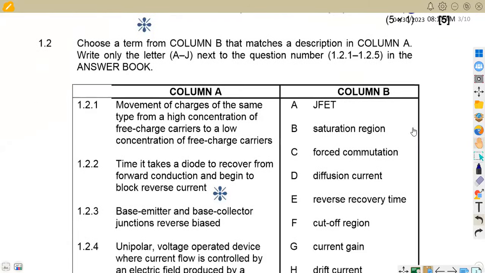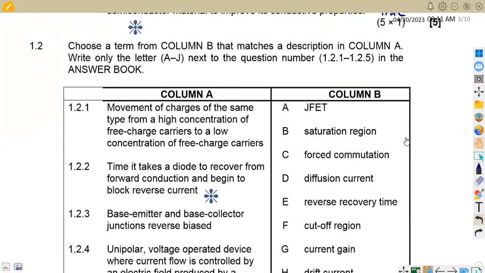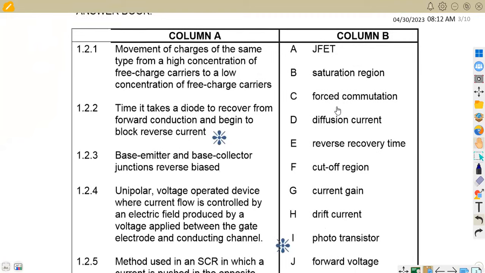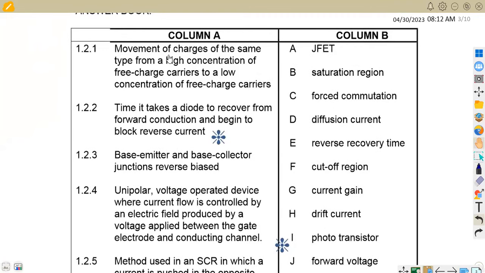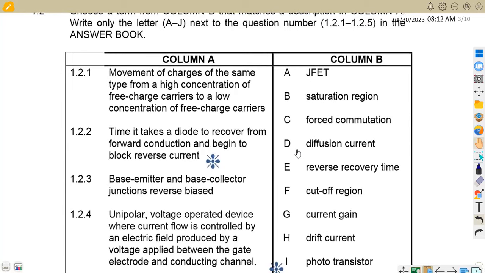All right, so this is what we have on 1.2. Choose a term from column B that matches a description in column A, writing only the letter A to J next to the question number. So we are given column A, 1.2.1: movement of charges of the same type from a high concentration of free charge carriers to a low concentration of free charge carriers. Okay, so this is diffusion. So you've got the diffusion current, which is D.